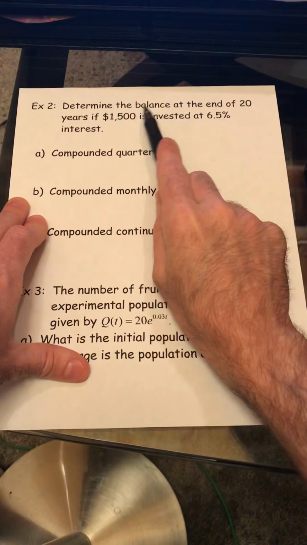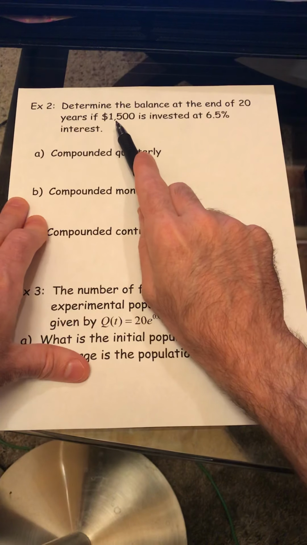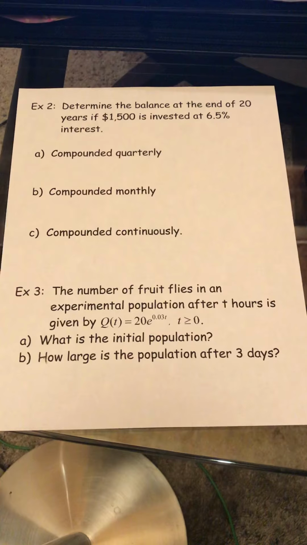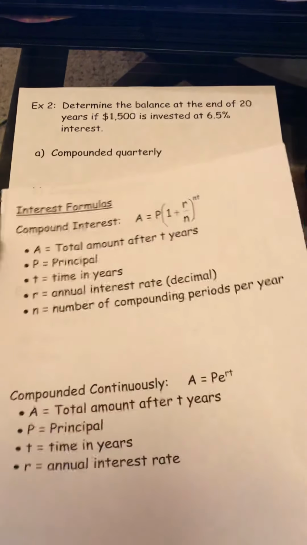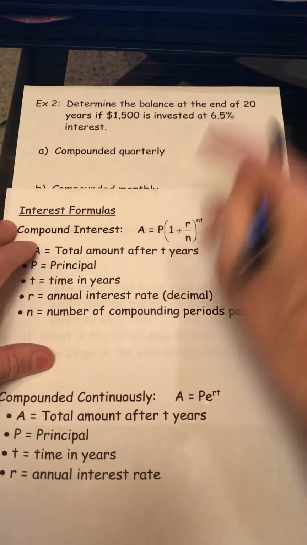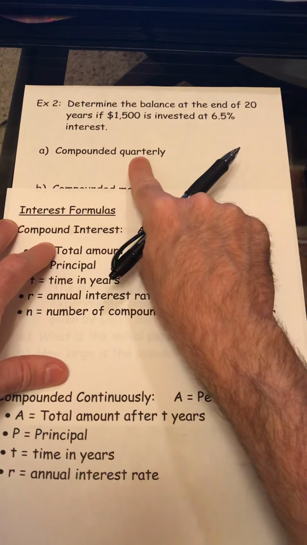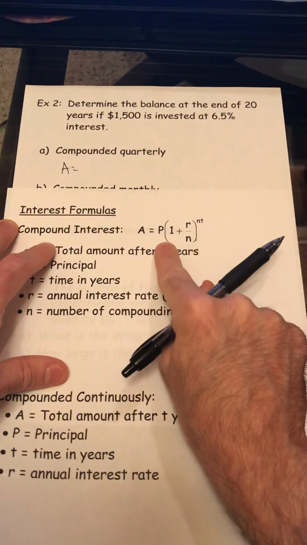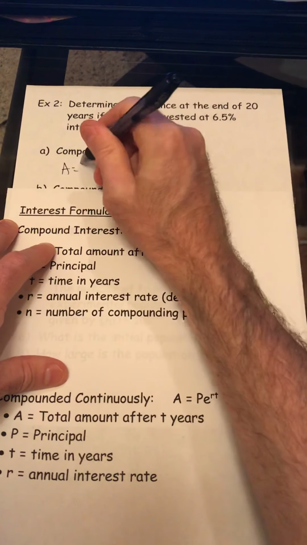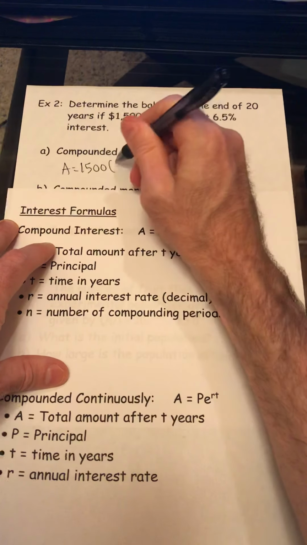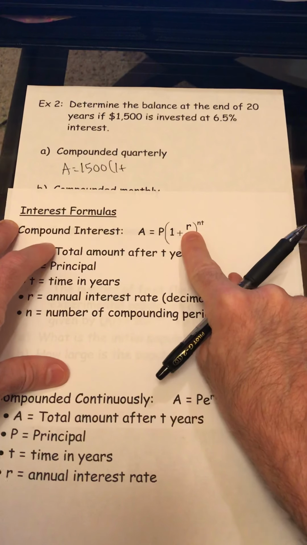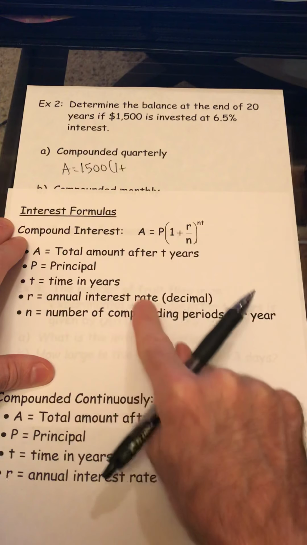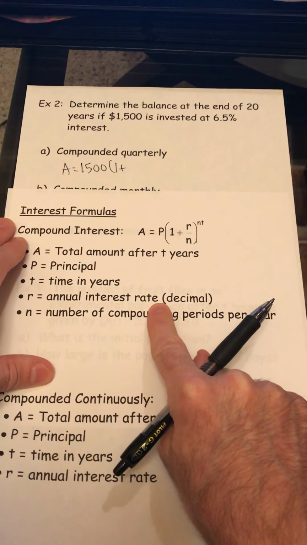So, determine the balance at the end of 20 years if $1,500 is invested at 6.5% interest. And we're going to start out compounded quarterly. So, because it is quarterly, we're going to use the compound interest formula. A equals your principal, 1,500, times 1 plus, now here is one of the big keys with this formula. As you see, it says interest rate as a decimal.